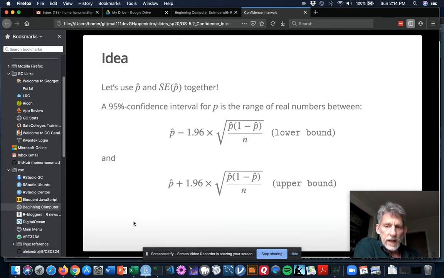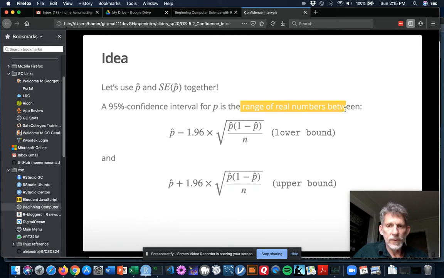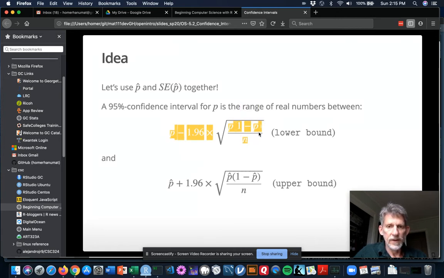So an idea for getting a range of plausible values for P is to use P hat, the sample proportion, and the standard error for P hat together. We're going to use them together to create what we call a 95% confidence interval for P. The 95% confidence interval for P is a range of real numbers that lie between the following 2 real numbers: this one, called the lower bound, and this one, called the upper bound of the confidence interval.